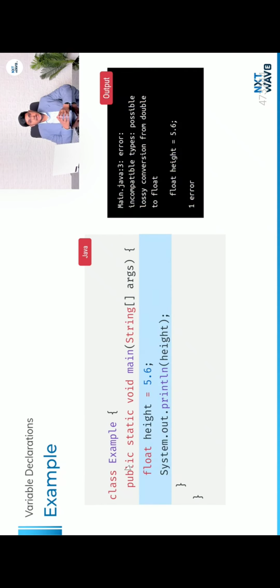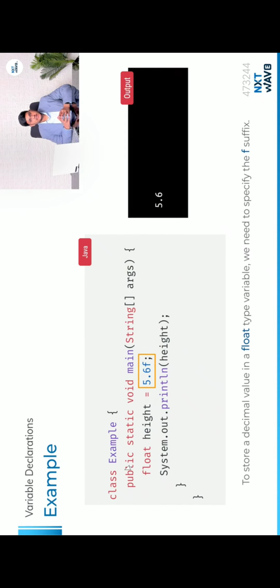Assume we try to assign a decimal value to a height variable which is declared as float data type. Again, you would see an error in Java. It says possible lossy conversion from double to float. So in Java, whenever you write a decimal value, by default it will be considered a double data type. And if you try to assign it to a variable of float data type, then this sort of error can be seen.